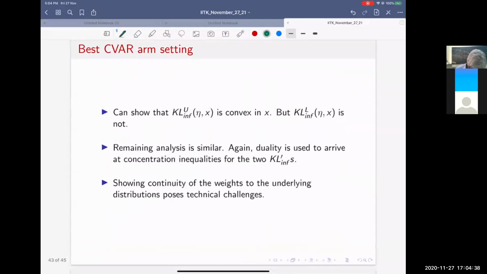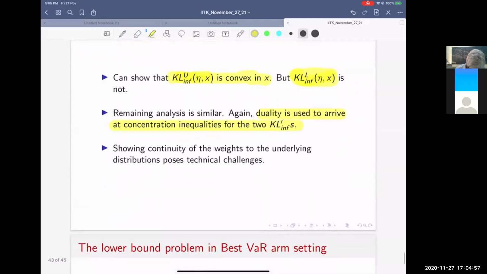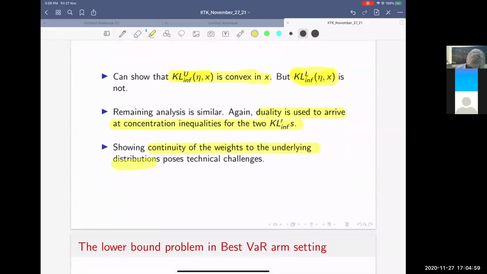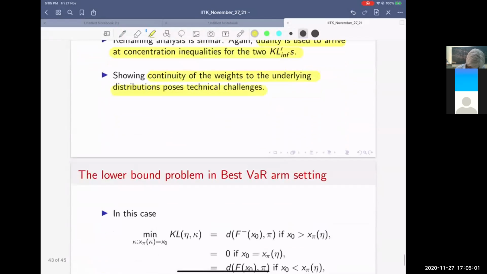So one can show that this is going to be convex in L, because again, it's like in linear programming, in convex programming, the constraint is in the right direction. But in this case, the constraint is in the opposite direction. So this is not going to be convex. Remaining analysis is similar. Again, duality is used to arrive at concentration inequalities for the two KLMs. So that's where a lot of analysis goes in. Showing continuity of weights of the underlying distribution poses technical challenges.